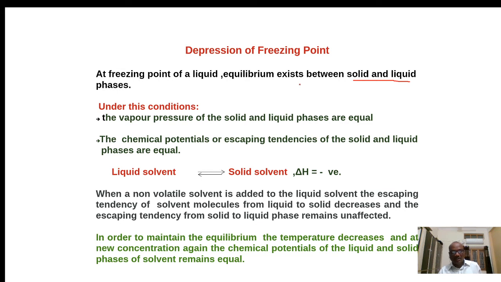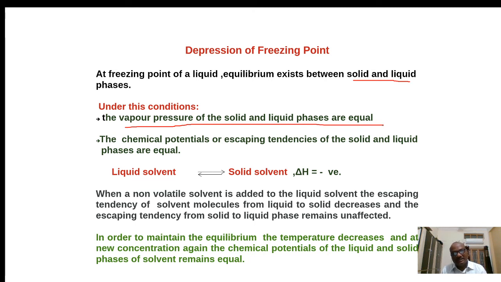Means here water will gradually convert into ice and ice will gradually convert into water. Both the forward and backward reactions take place. These two processes, forward and backward, will exist in equilibrium. The rate of conversion of ice into water and the rate of conversion of liquid water into ice will be the same. That's what we say is equilibrium. It is a dynamic equilibrium, we know that. So under this condition, the vapor pressure of both the solid and liquid will be equal.